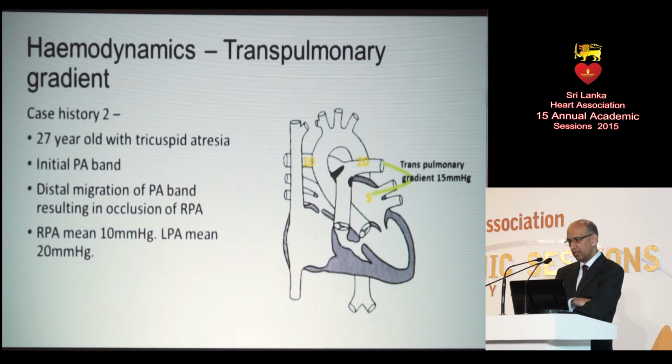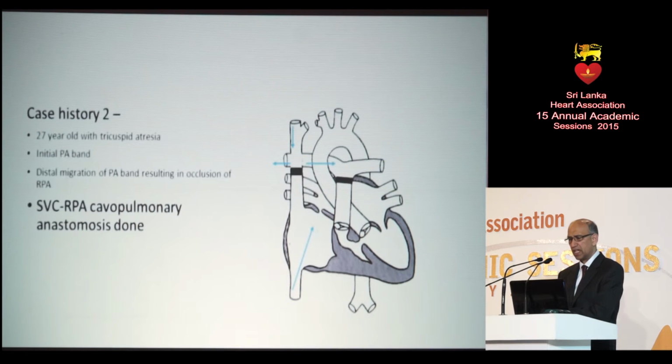The pressure on the right side is only 10, and what that means is that most of the blood that goes into the pulmonary artery is going to the left side and less to the right, and therefore a transpulmonary gradient of 15 in this case is happening with a large volume of flow. So it is still suitable to consider a Glenn pulmonary connection, which I illustrate over here.